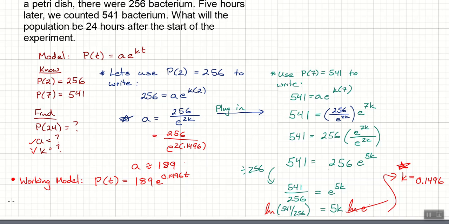If I now want to know the population after 24 hours, you're just finding me P of 24. So I want you to use your calculators. After 24 hours, there are, and I don't know this number off the top of my head, we'll just say approximately, and you're going to give me a number, and I want to verify we can all get the same number.